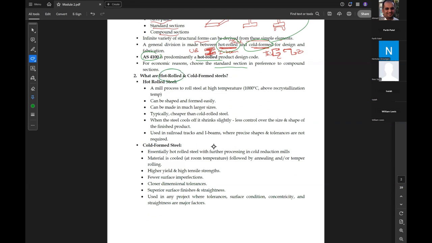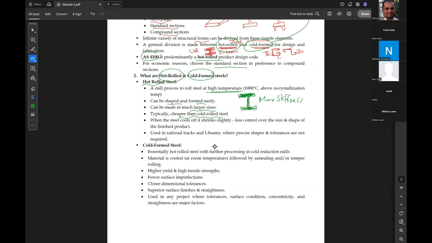Here there is a comparison between hot rolled and cold formed steel, and you can go through this one. The hot rolled steel is mainly fabricated under high temperature, 1000 Celsius, can be shaped and formed easily, can be made in larger sizes because it is thick, so it has more stiffness compared to the cold formed steel, and is cheaper than cold formed steel or cold rolled steel because it doesn't need advanced machines to roll the steel.